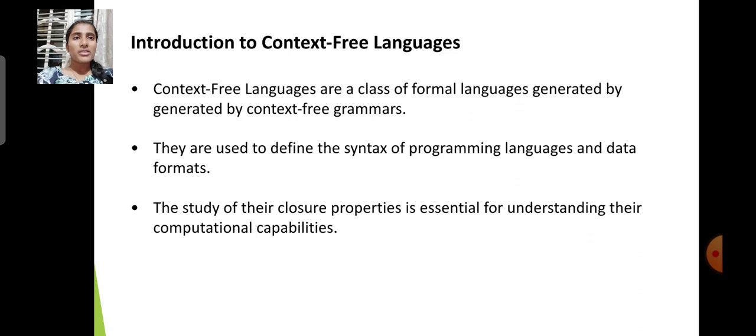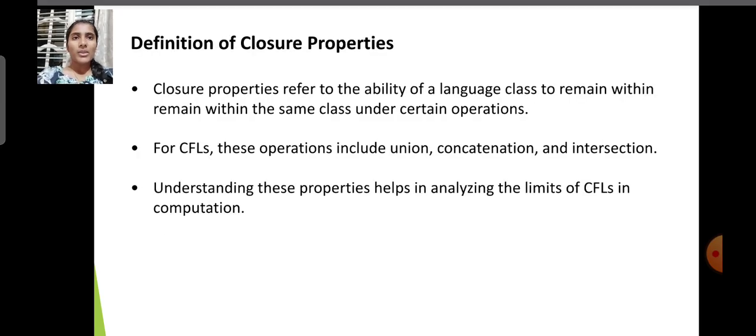Introduction to context-free languages. Context-free languages are a class of formal languages generated by context-free grammars. They are used to define the syntax of programming languages and data formats. The study of their closure properties is essential for understanding their computational capabilities.